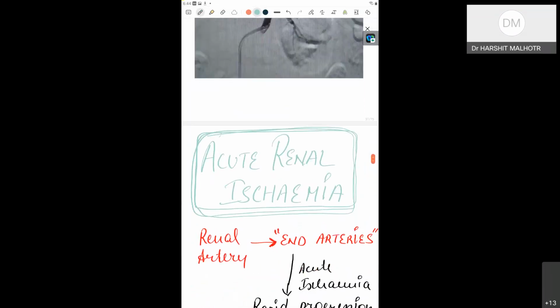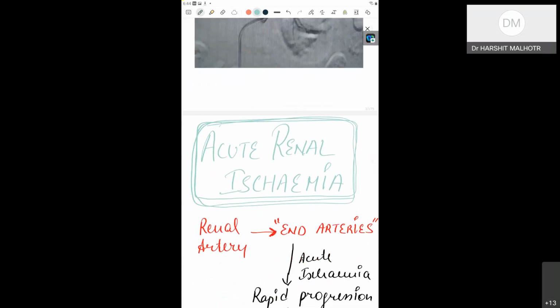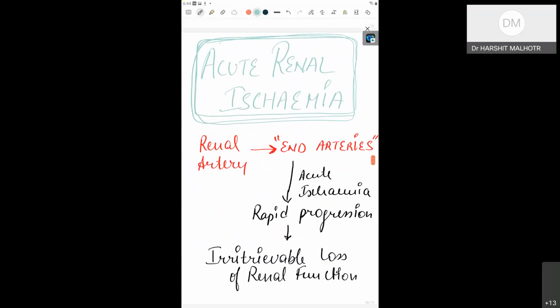So now my next topic is acute renal ischemia. From the renal artery aneurysms and AV malformations, now I'm going to acute renal ischemia. As I mentioned earlier, renal arteries are end arteries. So any acute ischemia in these cases progresses rapidly, and hence we end up having loss of renal function, which is irreplaceable, irretrievable.